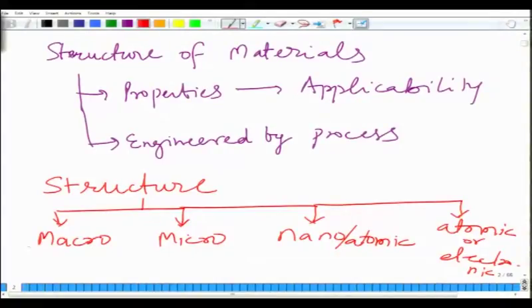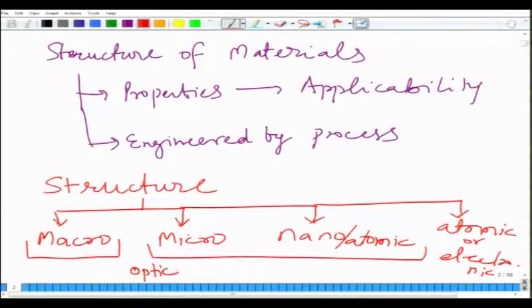Now, the first is typically looked at by the naked eye. Micro and nano or atomic structure, you have to go under the microscope. So, you go from optical to SEM to TEM. This is the typical progression as you go from micro to nano structure. And then for atomic or electronic structure, you typically have to do simulations.